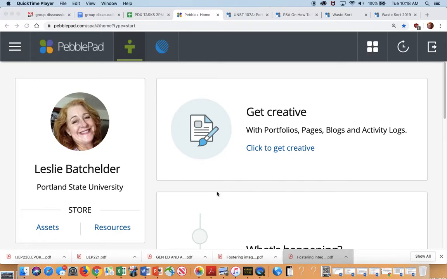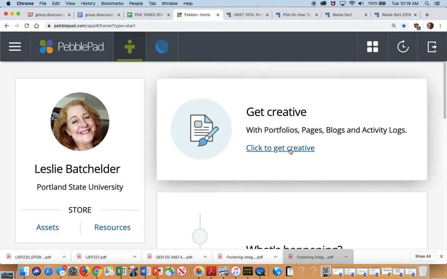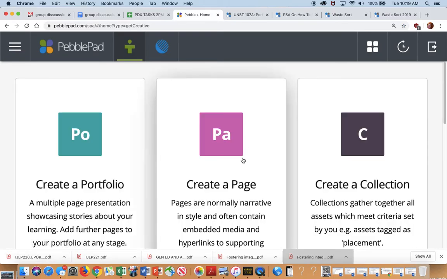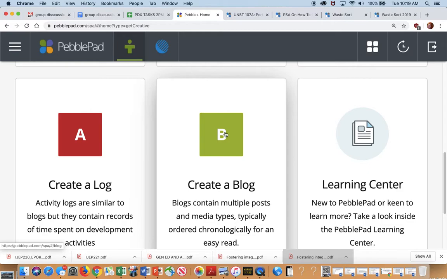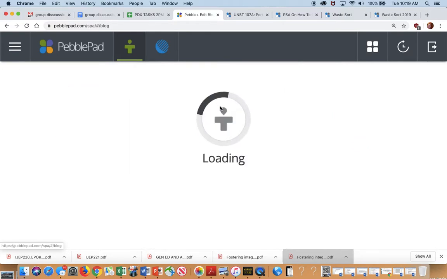To talk about blogging today and how to make a blog. As you can see, I'm here on the homepage of PebblePad, and we're going to go to the Get Creative section of the homepage and click on that. And now we're looking for create a blog, and here it is, represented by the green bee. We're going to click on that.